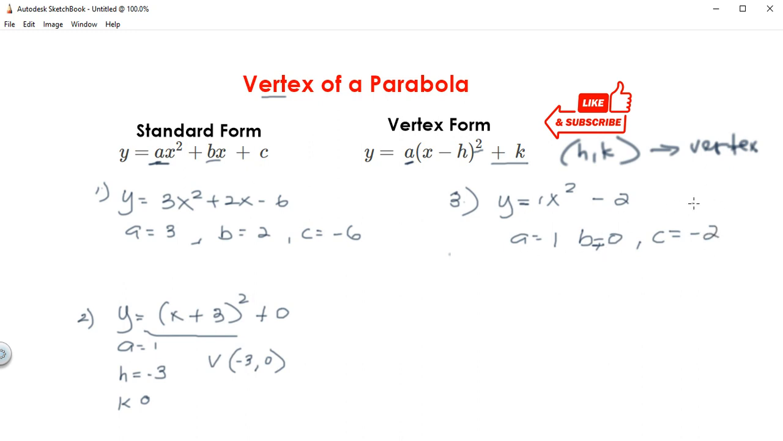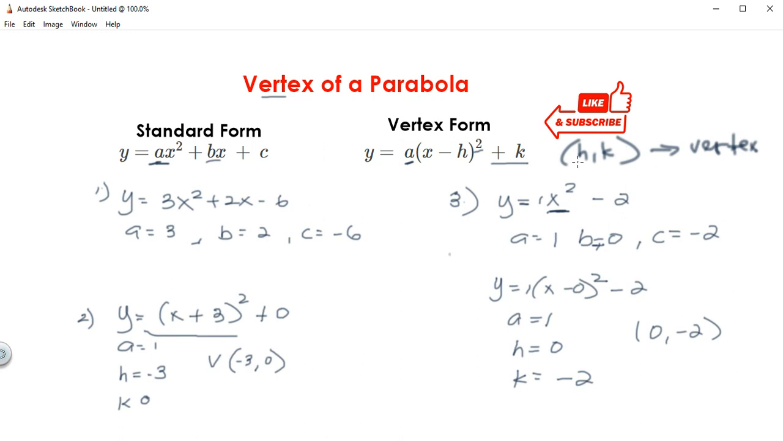This is if you see it as a standard form. Alternatively, you can also see it as a vertex form, because technically you can rewrite that as y equals (x minus 0) squared minus 2. See that x squared right there? That could be x minus 0. In this case, your a is equal to 1, your h is equal to 0, and your k is negative 2. So in this case, your vertex is 0, comma, negative 2.